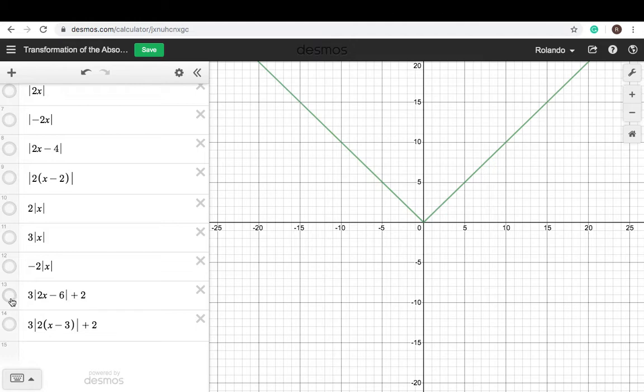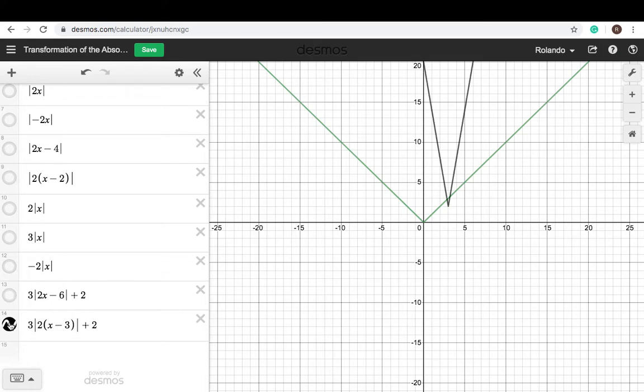And then when we combine all these different transformations, we have this. Say, what are the transformations of 3 times the absolute value of 2x minus 6, plus 2? So the first thing that we are going to do is make sure that this 2x minus 6 is in factored form. So we write that as 2 times the quantity x minus 3.